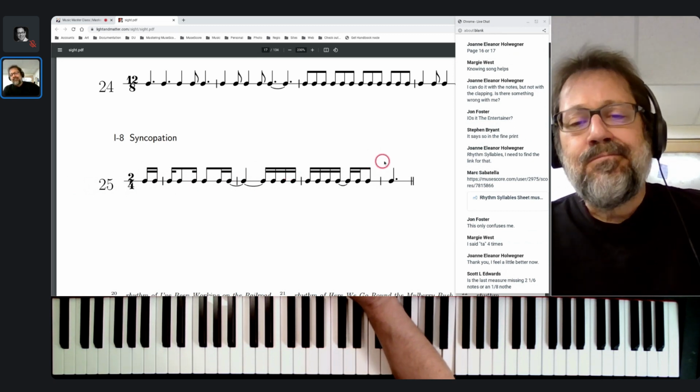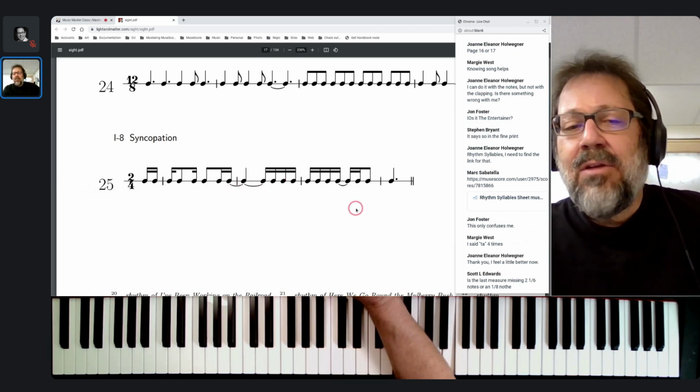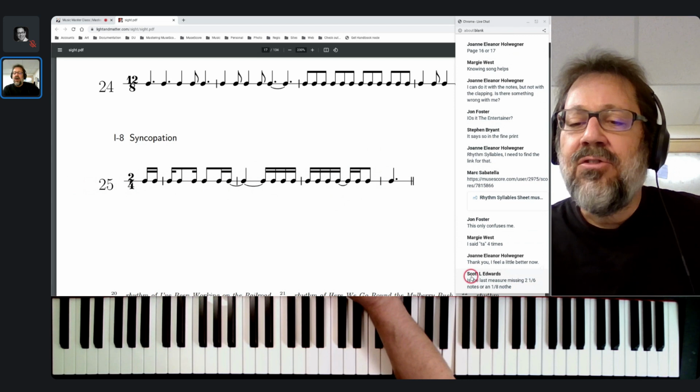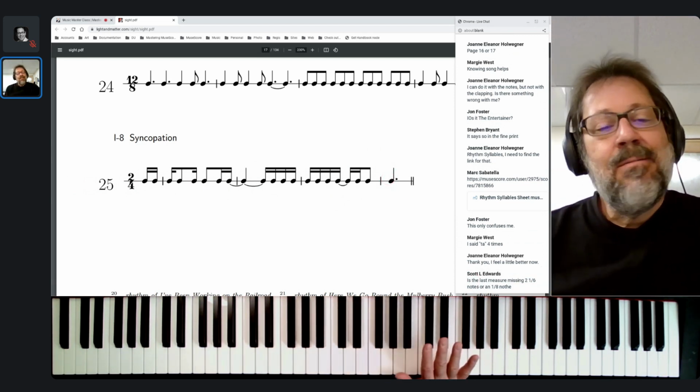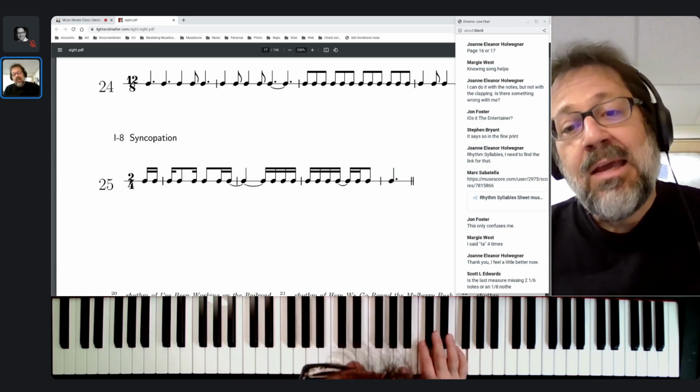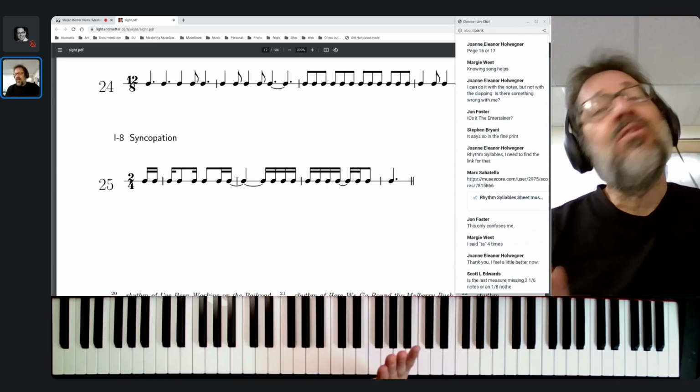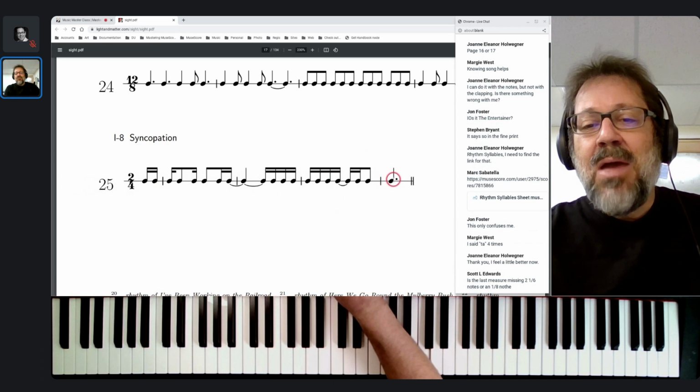So, yeah, I'm going to come back to that. First, I'm going to answer Scott's observation here about the last measure being short. So this is a thing that used to be a thing. It used to be a thing. It is not so much a thing anymore. But this measure is short, right?